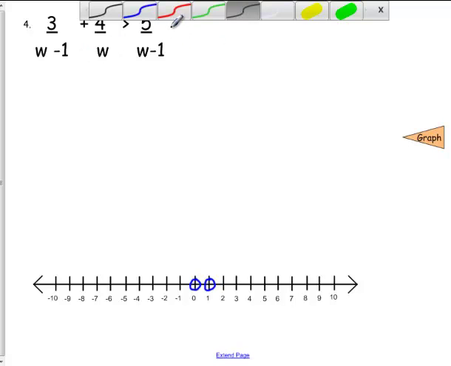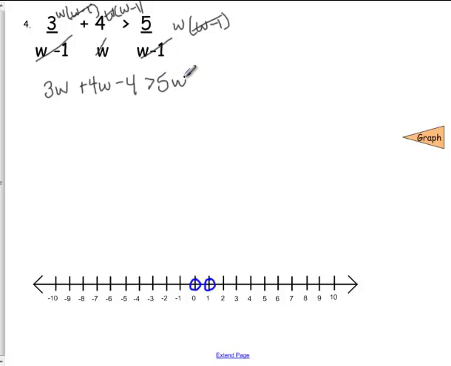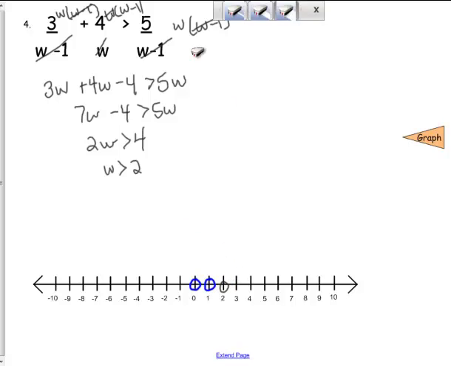Multiply through by the common denominator, which is w and w minus 1. That gives 3w, and 4w minus 4, and 5w. Okay, that's 7w minus 4 is greater than 5w. Bring that over. 2w is greater than 4. w is greater than 2. Oh my gosh. Look at all these numbers I got.